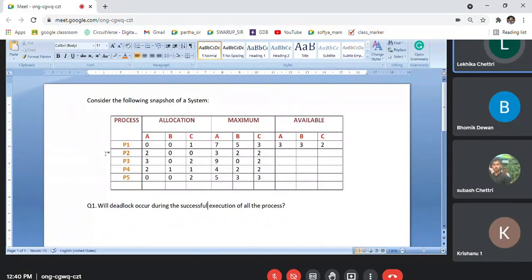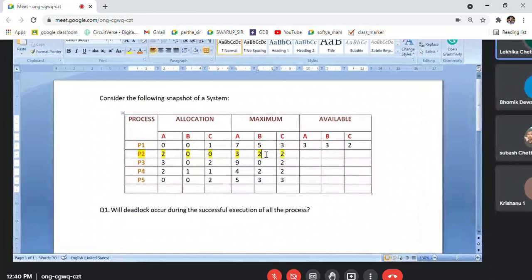If it terminates, then it will free all the resources it has. For example, if I take process P2 here, it only needs 3 minutes of A. So 3 minutes of A is available.